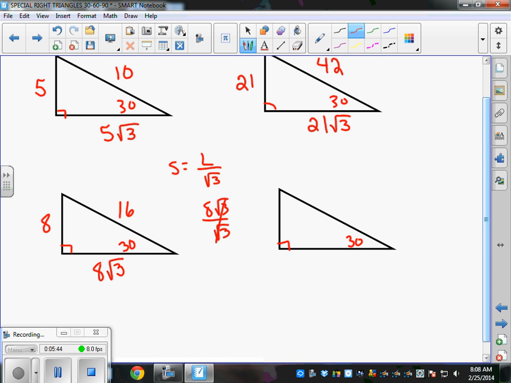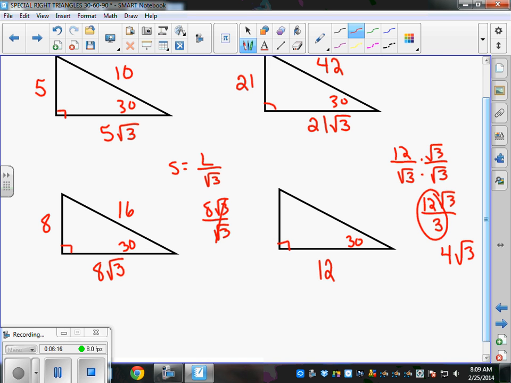Let's look at one more. Let's say that this time I know that the long side is 12. Well, if you know the long side and you want to get to short, you want to divide. So I would take 12 divided by square root of 3, but I can't leave square root of 3 on the bottom. So we're going to multiply by square root of 3 over square root of 3. That gives me 12 square root of 3 over the square root of 9 when I multiply on the bottom, but that's just 3. And then I can simplify 12 over 3 to get 4 square root of 3.